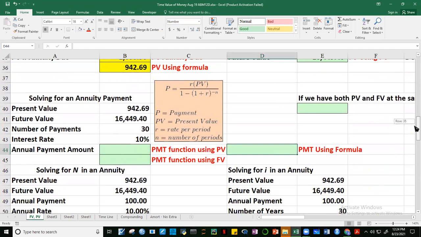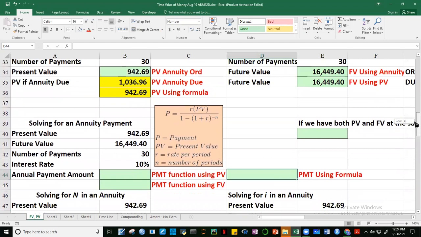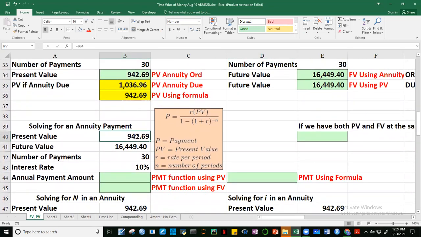Dito naman, guys, ang sinosolve natin yung PMT, no? So sabi, 942.69, magkano equivalent na PMT niyan for 30 years at 10% or 16,449.40. So dito, guys, isa lang gagamitin natin, hindi pwedeng pareho, no? Kasi ang inaano lang dito, magkano yung 942 now in terms of annuity or magkano yung 16,449 in the future, 30 years into the future, magkano siya ngayon? Magkano yung annuity niyan? So we don't use both. We just use one of them. Okay, kasi di ba mga equivalent values to?